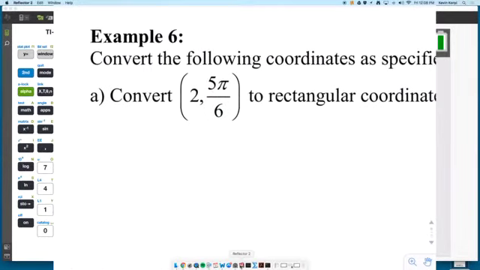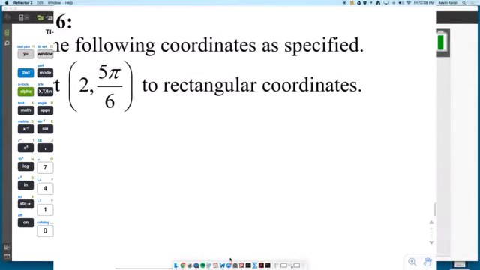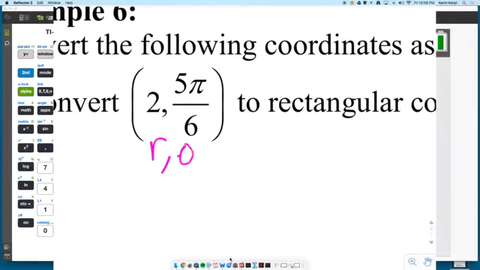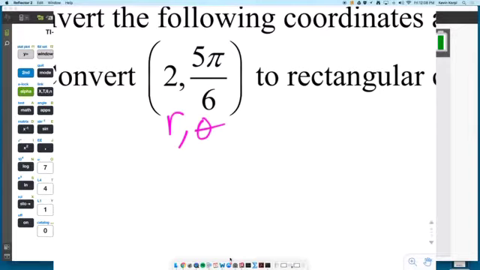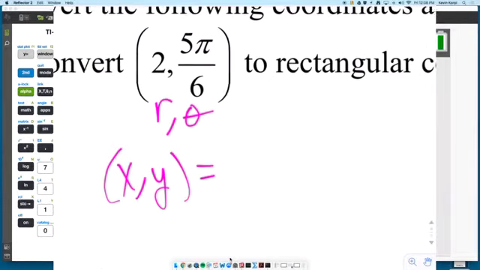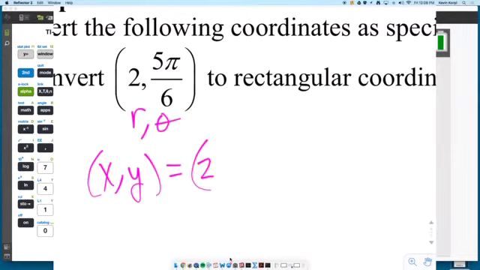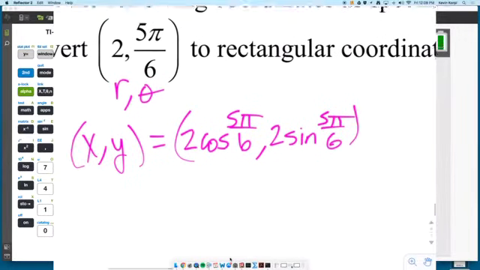Convert the following coordinates as specified. Convert 2, 5 pi 6 to rectangular coordinates. So this must be an r, and that must be a theta. So remember, how many rectangular coordinates are there for any given polar coordinate? To navigate to any point in rectangular space, there's only one way to get there. Okay? For polars, there's infinitely many. So there will be one x value and one y value. So the rectangular equivalent xy is going to be 2 cosine of 5 pi 6, r cosine theta, and 2 sine of 5 pi 6. And all you have to do is simplify that.